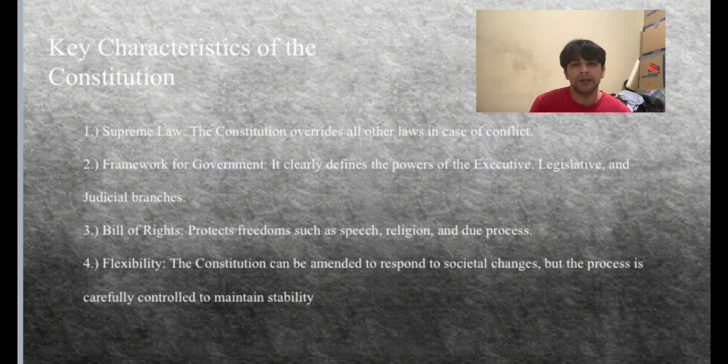Next one is a rigid constitution. This kind of constitution is really difficult to change because it requires special processes for amendments. But a flexible constitution is much easier to amend because some countries allow altering constitutional provisions.